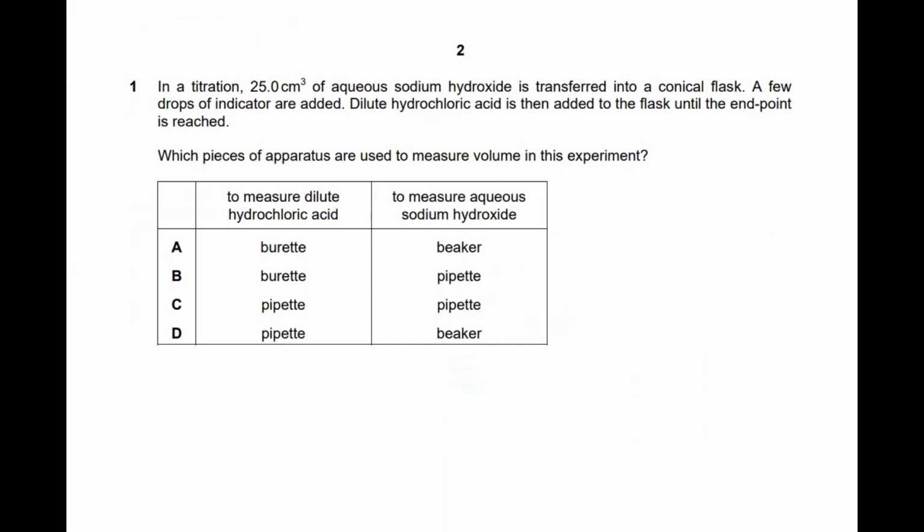Question number 1 says, in a titration, 25 cm cube of sodium hydroxide is transferred into the conical flask. A few drops of indicator are added into the conical flask. Dilute hydrochloric acid is added to the flask until the end point is reached. Which pieces of apparatus are used to measure the volume in this experiment?